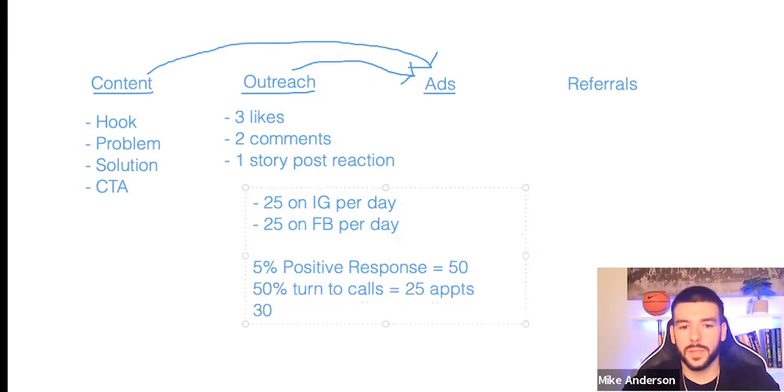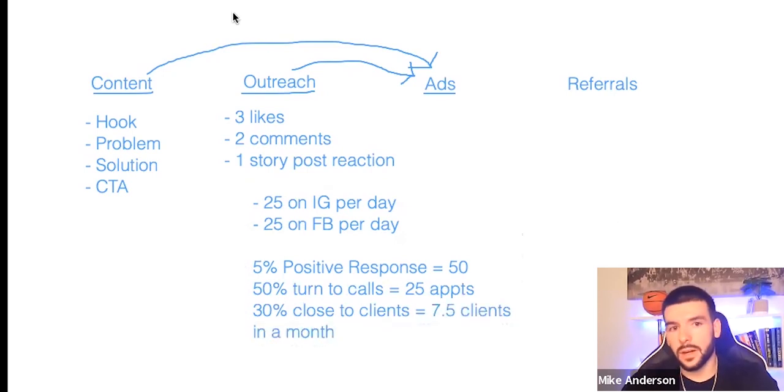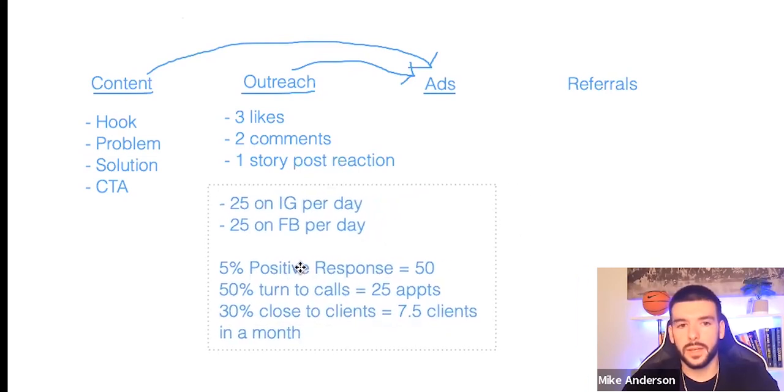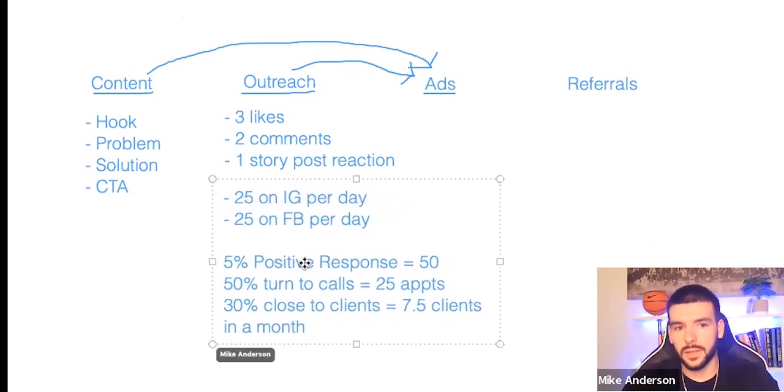Let's say 30% close to clients. Now you've just closed 7.5 clients in a month. And if you are dialed in with your offer and you're charging at least $3,000 per client, now you are making $21,000 a month. So this is a proven process to get you to 20,000 plus per month.